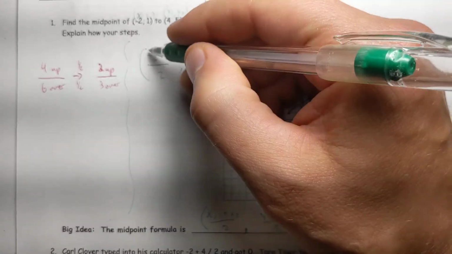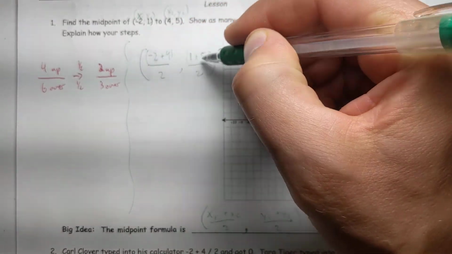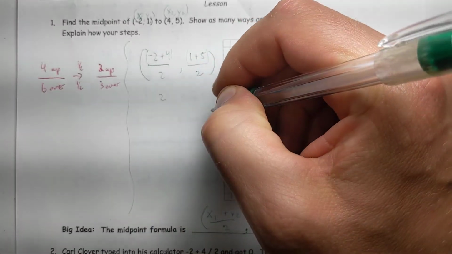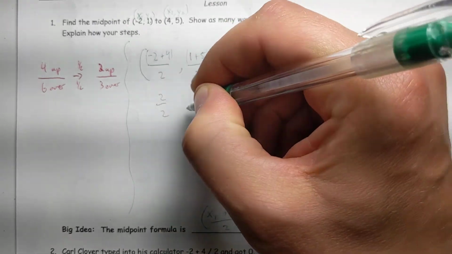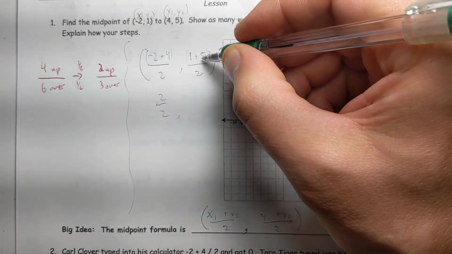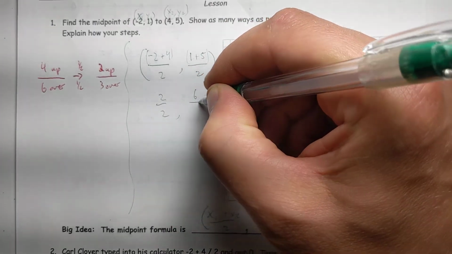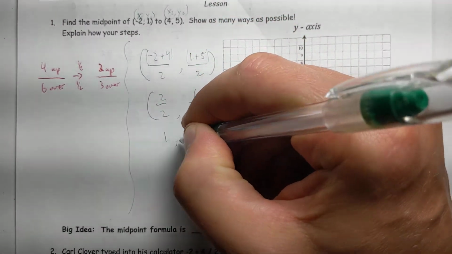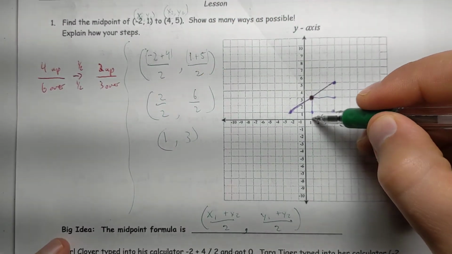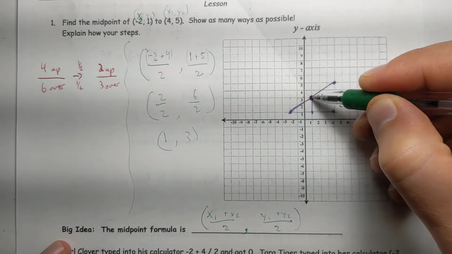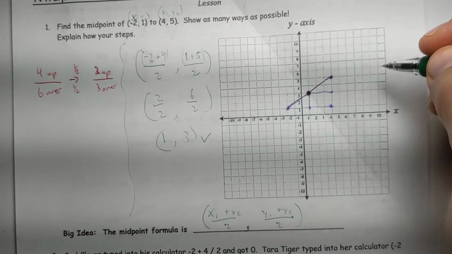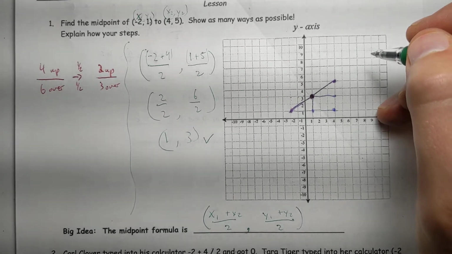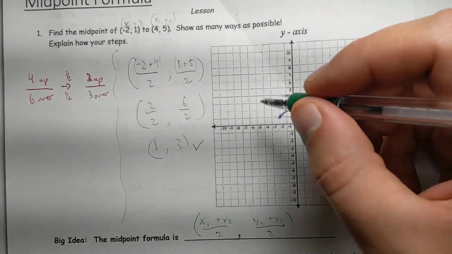All right, now we have to do what's on top first here. There's imaginary parentheses here. Think of -2 plus 4 is 2 divided by 2. 1 plus 5 is 6 divided by 2. And that'll get us the coordinate of 1 comma 3. And if we look at our graph here, it is 1 comma 3. So that checks out.